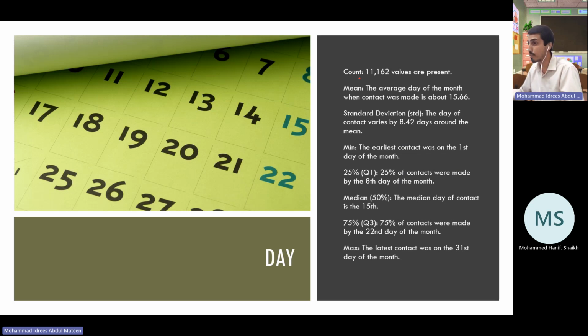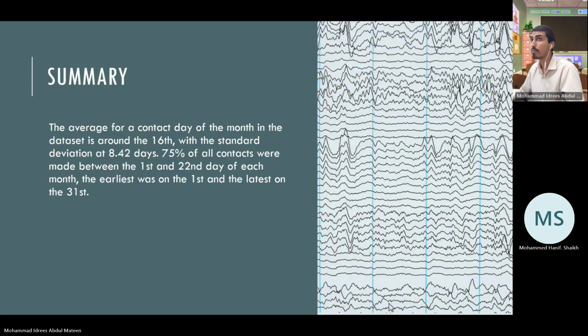In the same way, we have a descriptive analysis for the day also. The average contact day of the month in the data set is around 16, with a standard deviation of 8.4 days. 75% of all contacts were made between the 1st and 22nd of each month. The earliest was on the 1st and the latest on the 31st. So it can also give us a clue on which date we can contact the customers.